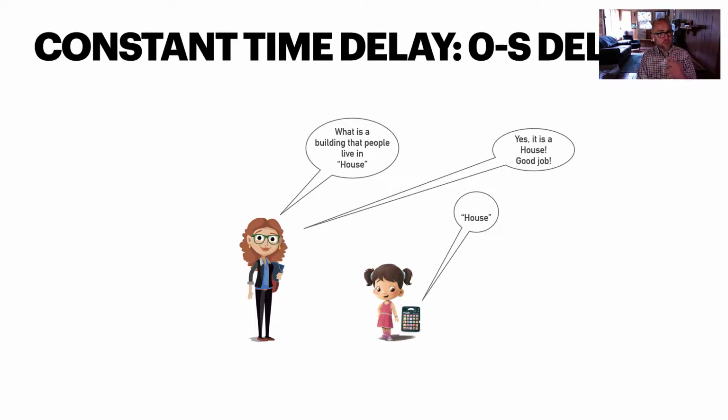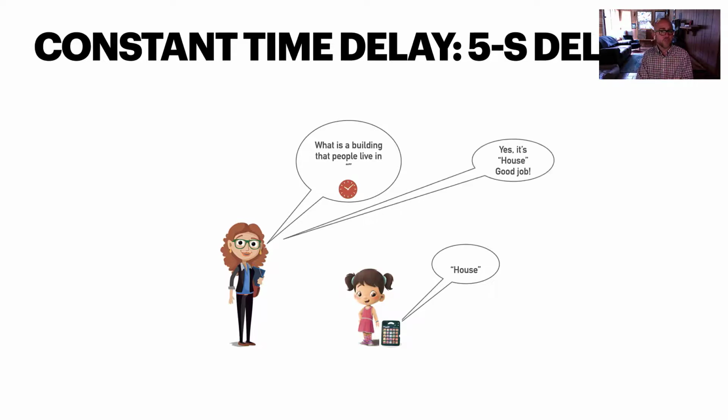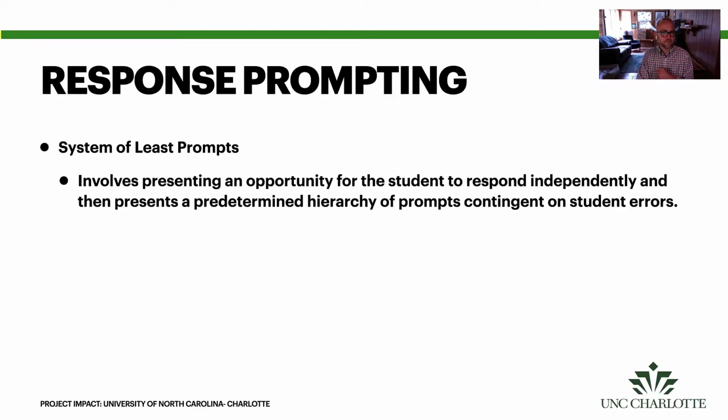After a period of time, after the student is responding to the prompt consistently, we fade out that prompt by inserting a period of time. So now the teacher delivers the question, what is the building that people live in? She waits, the student responds, and then she provides positive feedback.